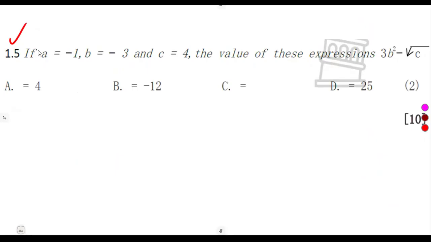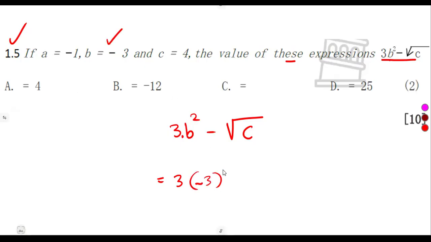1.5. We are given that if A is -1, B is -3, C is 4, find the value of this expression. So this was 3B squared minus the square root of C. We are not given anything about A there, all right? No problem. So we just need to substitute, guys. We have the value of B. So this is 3 times B squared. Our B is what? -3, but squared. Minus the square root of what?